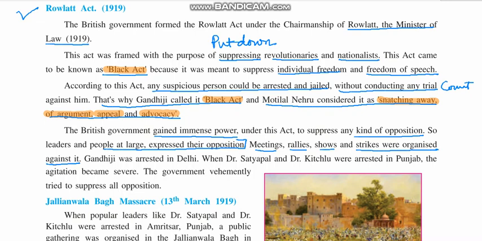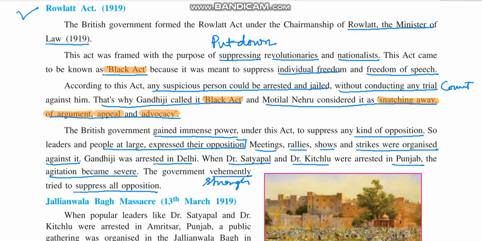Gandhiji was arrested in Delhi, as he was provoking the people to fight against the Britishers. When Dr. Satyapal and Dr. Kichlu were arrested in Punjab, the agitation, that is the revolt, became severe. The government vehemently, even strongly, tried to suppress all the opposition that was against them.